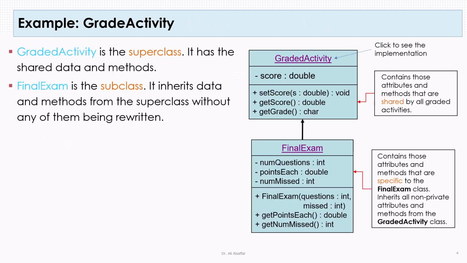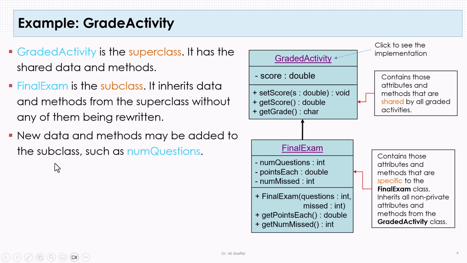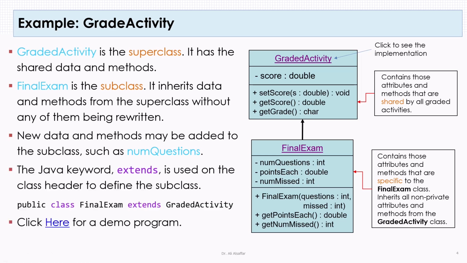In a UML diagram, an up arrow is used to represent inheritance. In this diagram, the FinalExam class is an extended class from GradedActivity, so it inherits all the data from GradedActivity. So new data and methods may be added to the subclass. In our example: number of questions, points for each question, and number of missed questions.